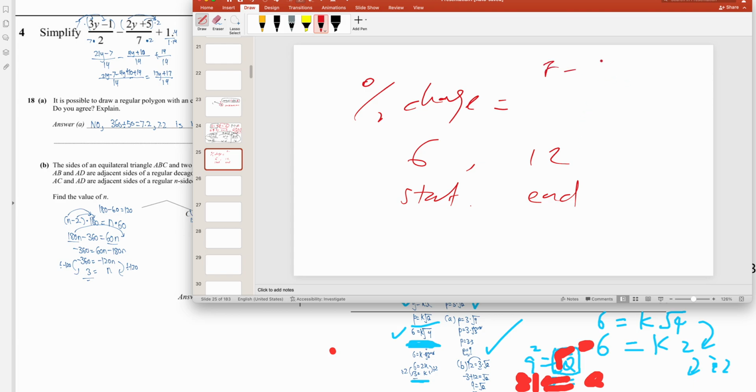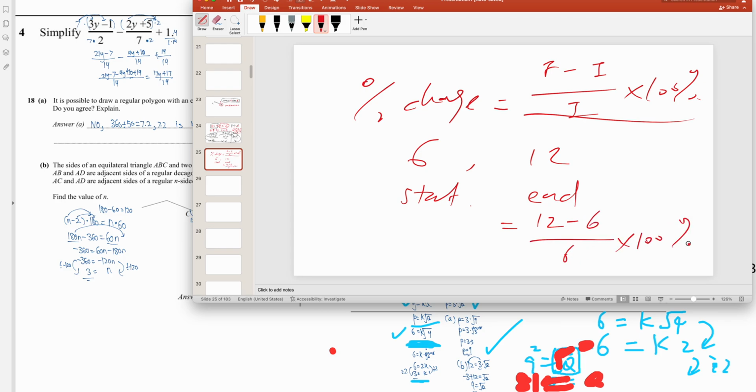Final minus initial, divided by initial, times 100%. You better get this right. You better get this formula right. So what's the final in this case? 12. Yep. What's the initial? 6.